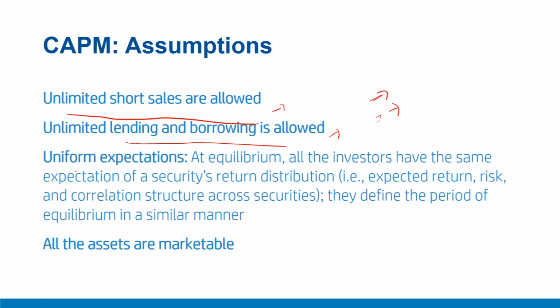Next, another very important assumption is of uniform expectations. It is assumed that in equilibrium, all investors have uniform expectations about a security in terms of its expected return and variance for a given period. Also, they define the period in a similar manner. For example, in the context of portfolio selection, all the investors have identical expectations about expected returns, variance of returns, and correlation structure across all the pairs of stocks.